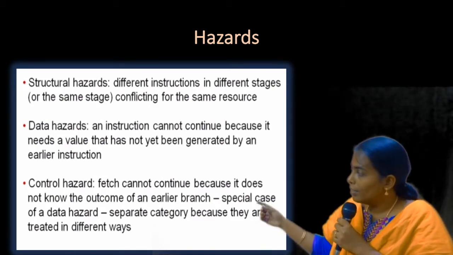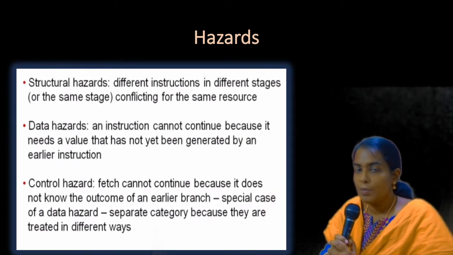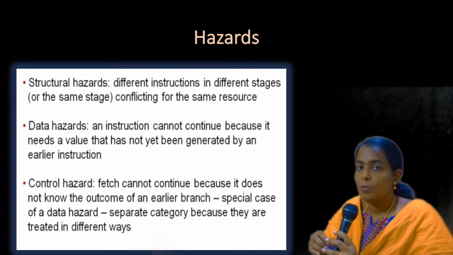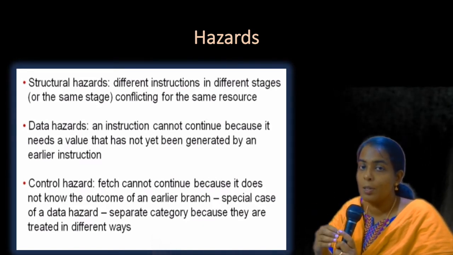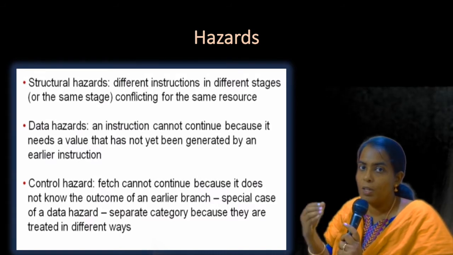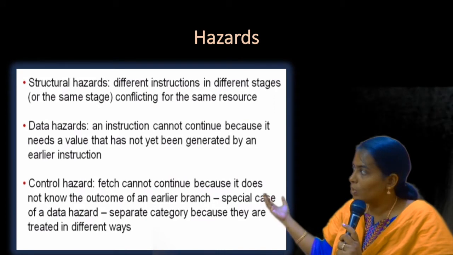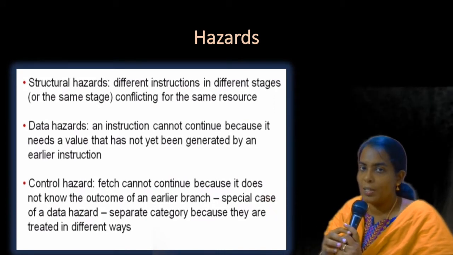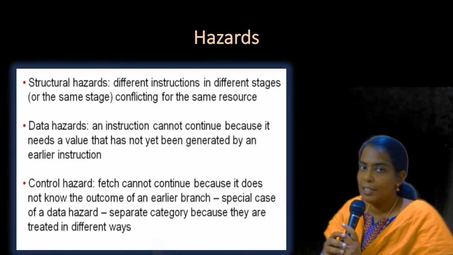And the third type of hazard is called a control hazard. This is a hazard we come across when we encounter a branching instruction, such as a looping statement, a jump, or a call. During that time we come across a type of hazard called a control hazard. Now we will look at each type of hazard with an example.